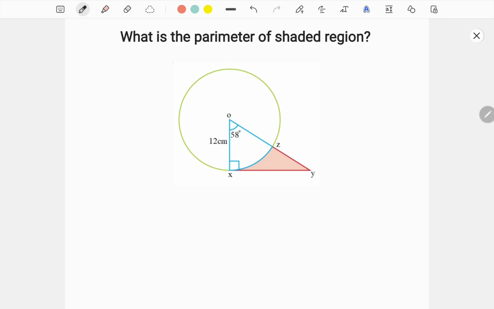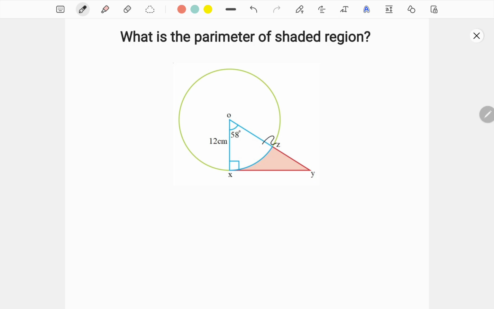We have to find the perimeter of the shaded region, which is given here. Actually, the figure is a circle in which part of a right triangle is inscribed. We have to find the perimeter of the exterior portion. If we see in the figure, the perimeter will be the sum of the lengths XY, YZ, and chord XZ. So let us move toward the solution.